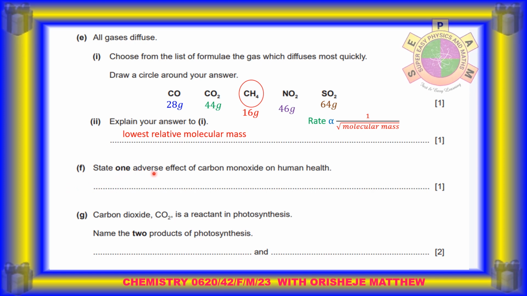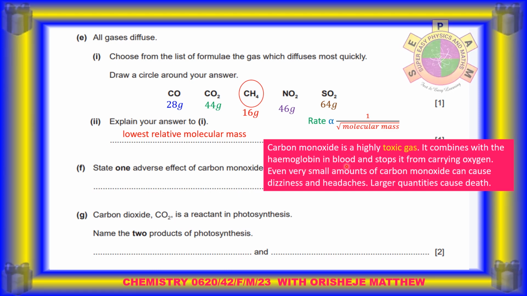State one adverse effect of carbon monoxide on human health. Carbon monoxide is a highly toxic gas. It combines with hemoglobin and stops it from carrying oxygen. So even a very small amount of carbon monoxide can cause dizziness and headache. A large quantity can cause death. So the major adverse effect is that it is a toxic gas.